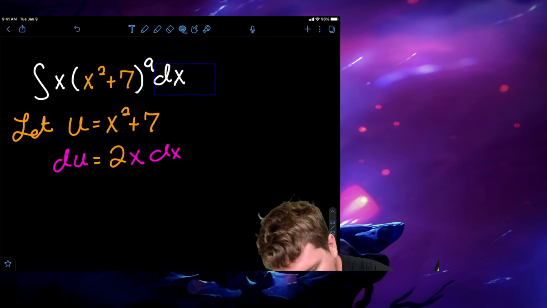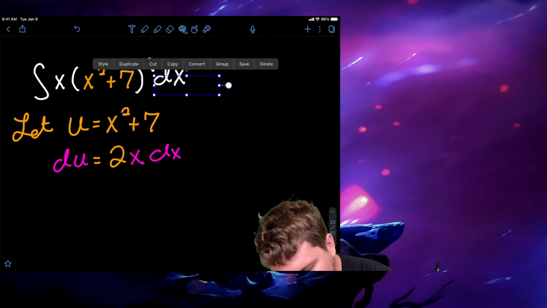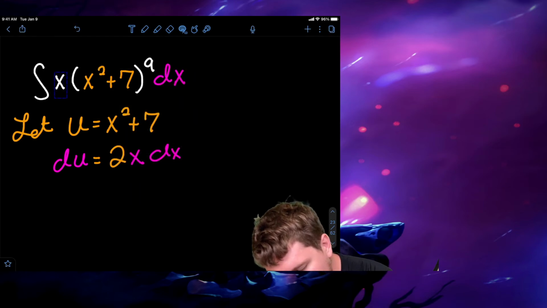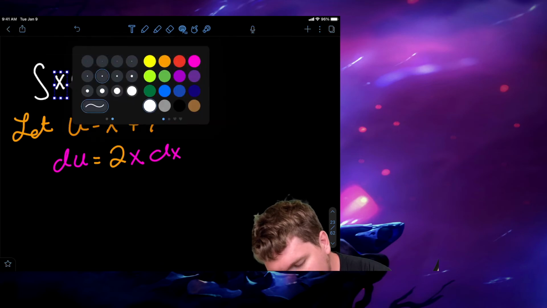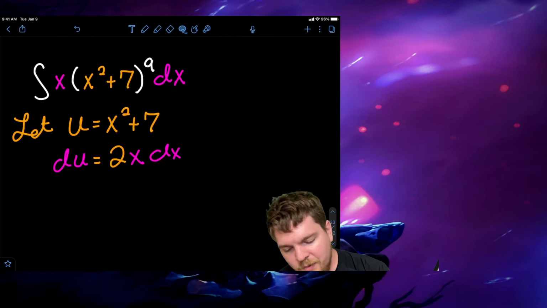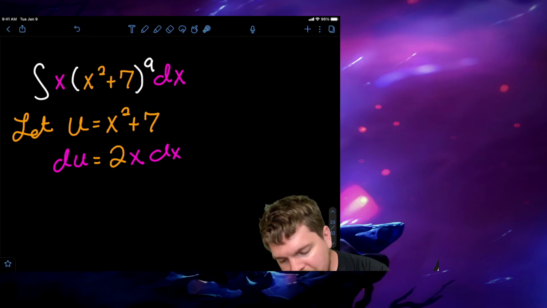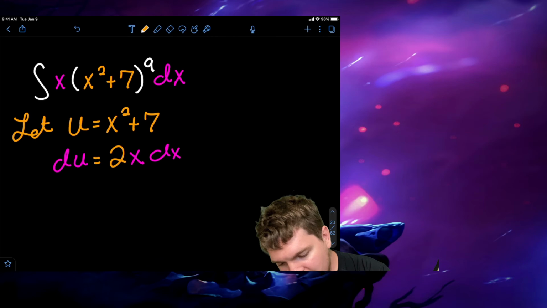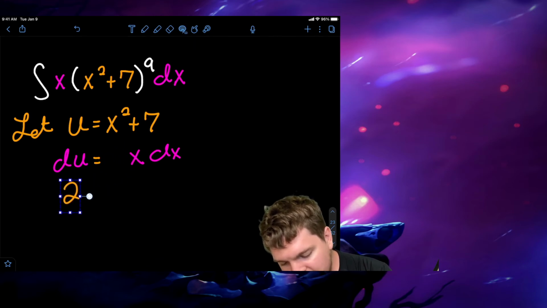Right? So notice what we have in the original integral. I have a dx, and I have an x. So I can actually replace this x times this dx with a du over 2. So go ahead and watch this. I'm going to take both sides of this equation down here and just divide both sides of this equation by 2.